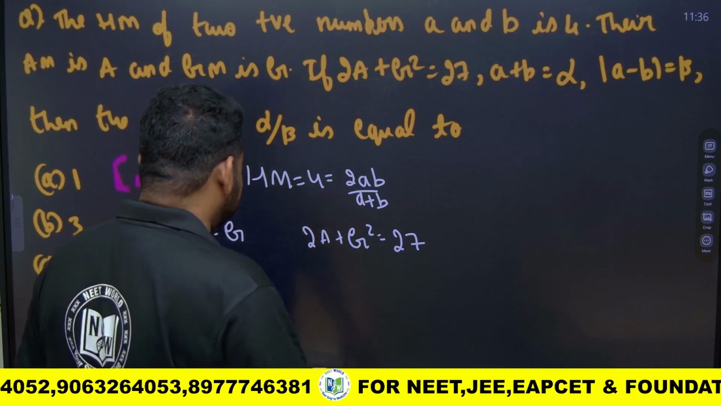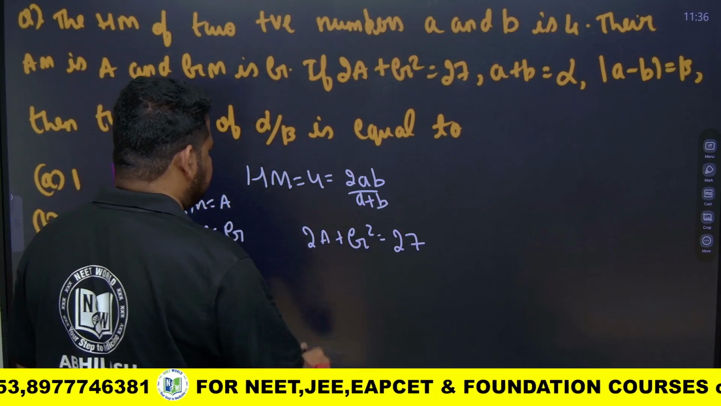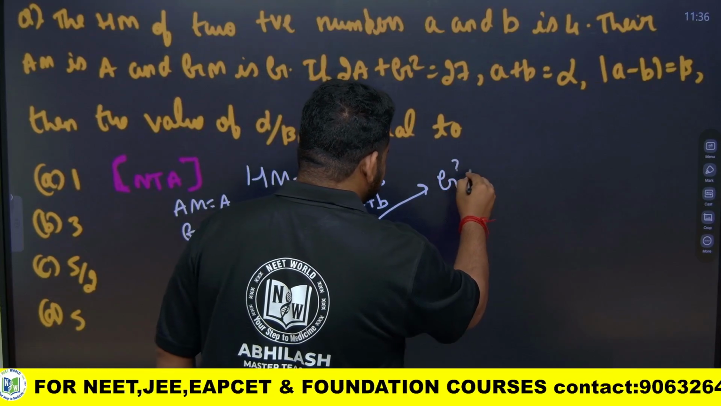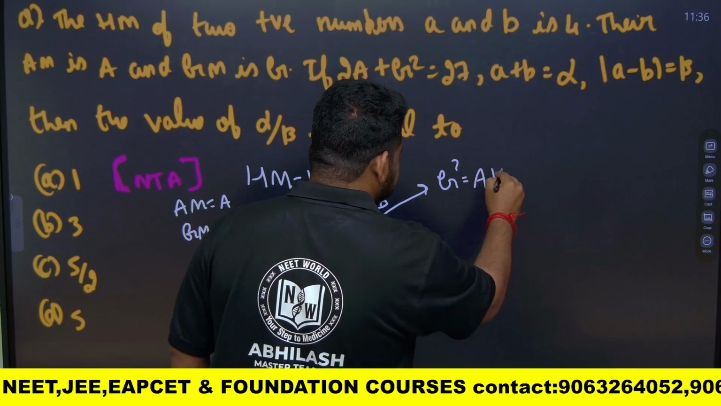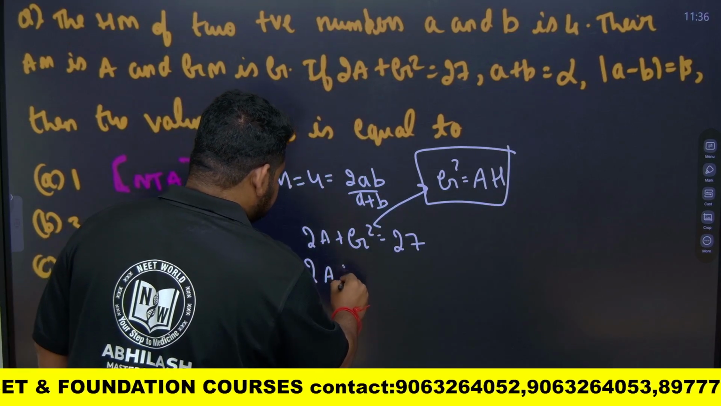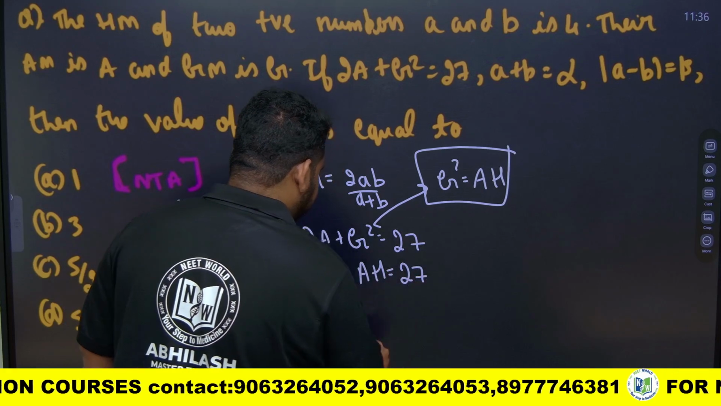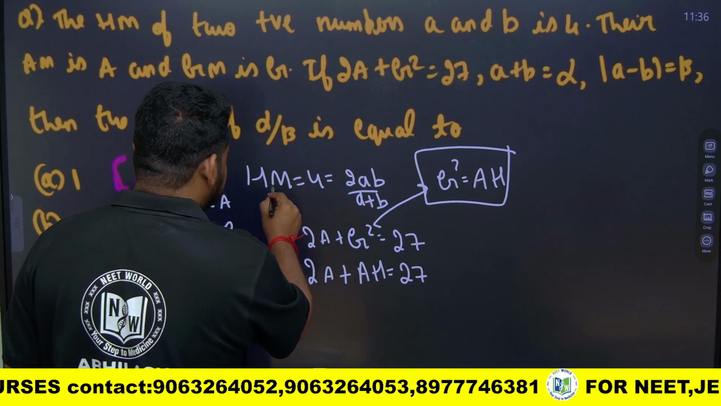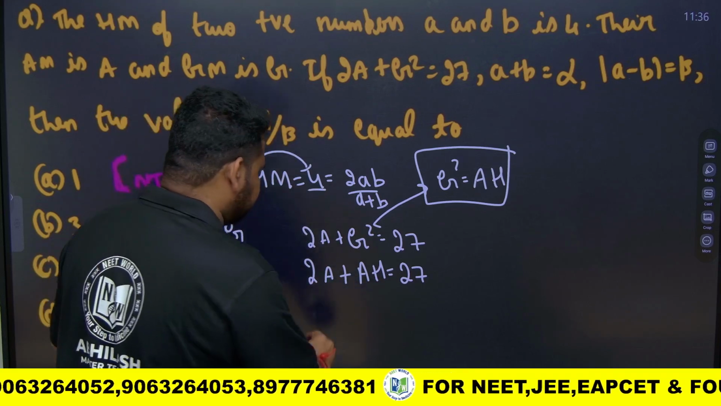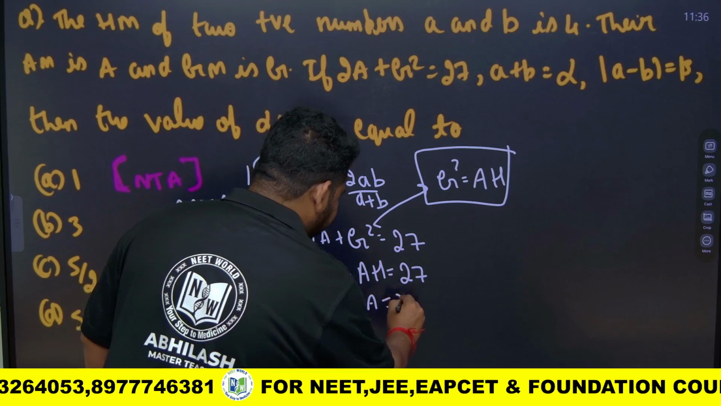Now see here, friends, they are telling 2A plus G square is equal to 27. But already I told you in the previous slide that G square can be written as AH. So I can write 2A plus AH is equal to 27. But H is given as 4, so 2A plus 4A is equal to 27.